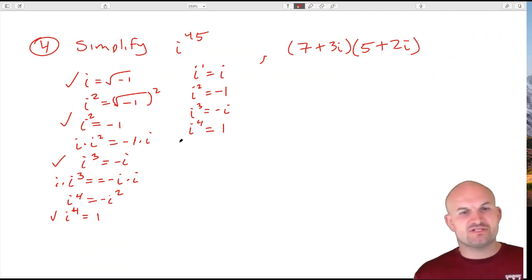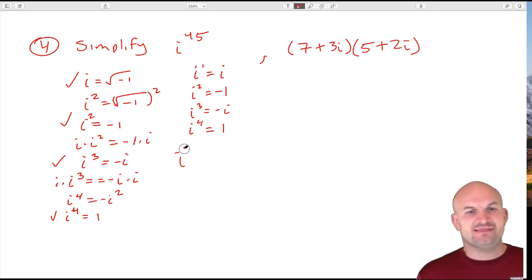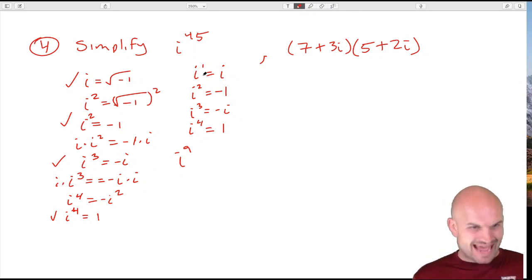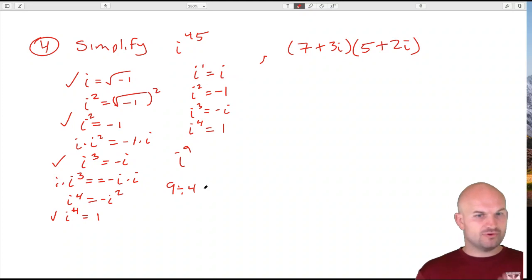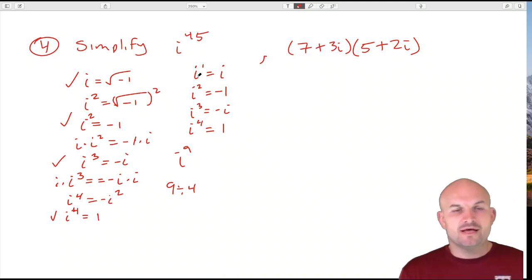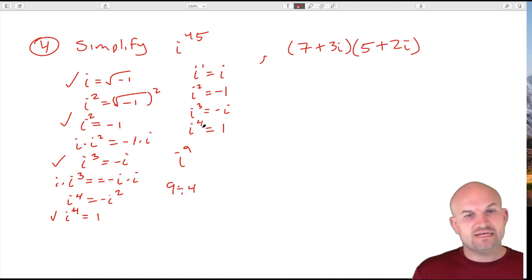For instance, let's just do i to the 9th. Well, obviously we have 4. 4 goes in there once, and then if you went to 8, that would be 2 rounds. And then 9 would be like i to the 1st, the remainder. So basically what you can do is 9 divided by 4, and whatever the remainder is, that's going to be the power. You're not going to have 4 as the remainder because that means it divides evenly. But you're either going to have 1, 2, or 3, or it evenly divides.